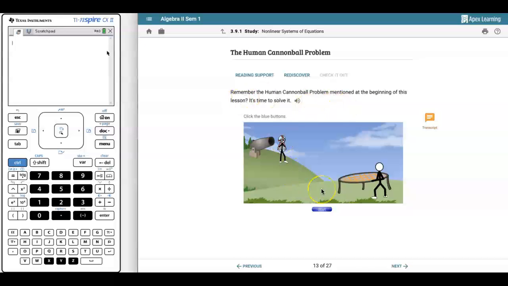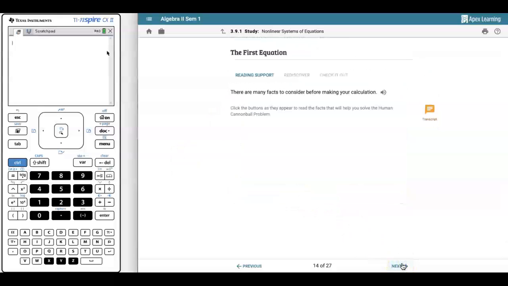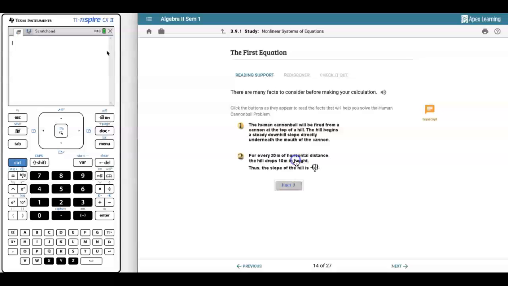All right, so moving forward with the next couple of slides here, we're going to use our cannonball example to help us answer the questions here. There are a lot of facts to consider before making our calculations. So in this specific cannonball problem, fact one, the human cannonball will be fired from a cannon at the top of the hill. The hill begins to have a steady decline, sloping directly underneath the mouth of the cannon. For every 20 meters of horizontal distance, it drops 10. So that would be our change in y over change in x.